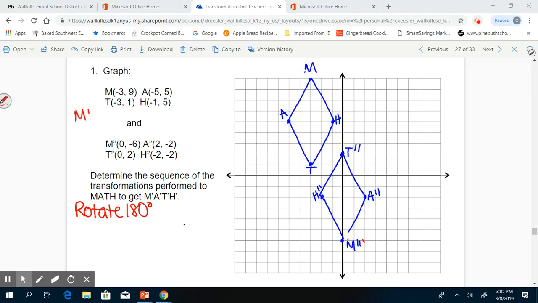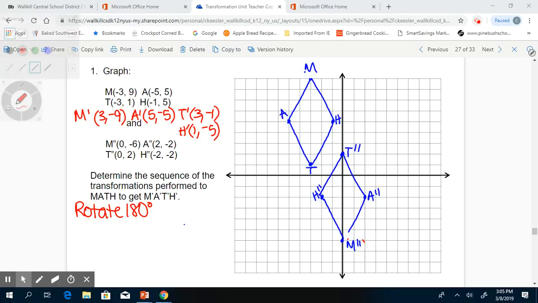So M prime is going to be 3, -9. A prime is going to be 5, -5. T prime is going to be 3, -1. And H prime is going to be 1, -5. So I'm going to go ahead and graph that.